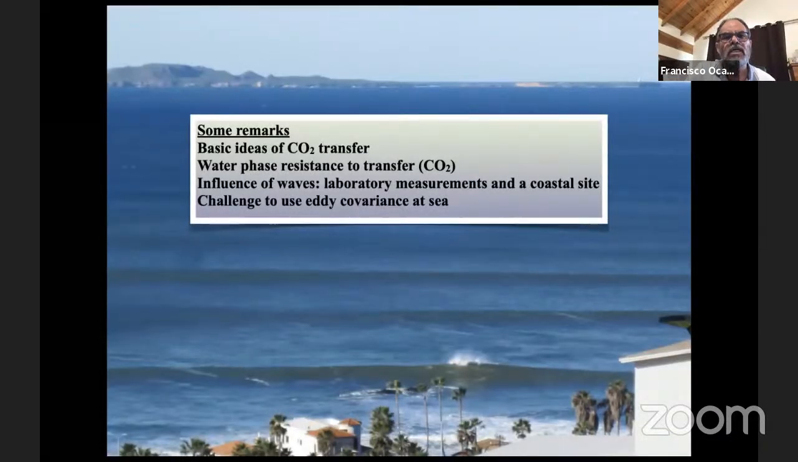So with this, we can say that at least we have some basic ideas of the CO2 transfer between the ocean and the atmosphere. It is already established that the transfer of CO2 is water phase resistance, but we are mostly interested in the influence of waves. So we relied on laboratory measurements and measurements in a coastal site. But still the challenge is to use the eddy covariance method to estimate directly the CO2 flux at the ocean. So this is one of the challenges that we still have to cover.